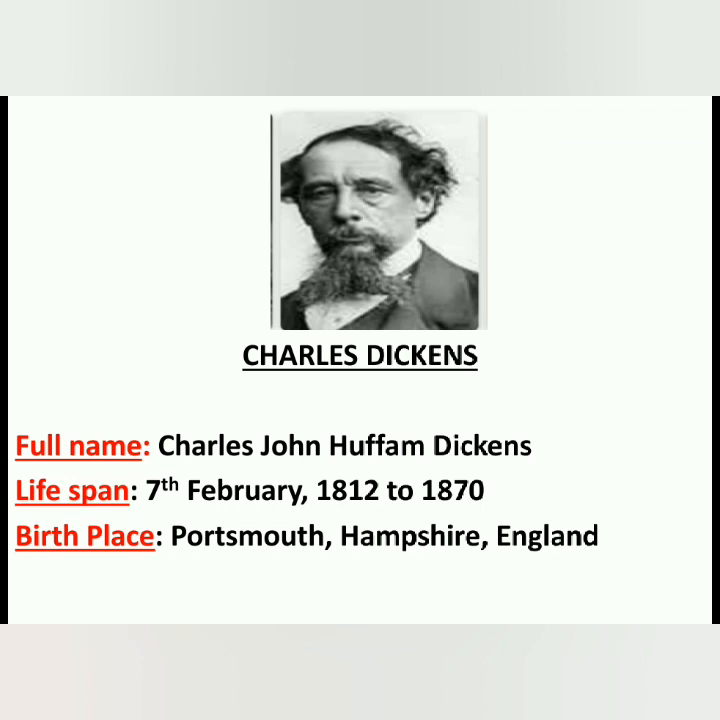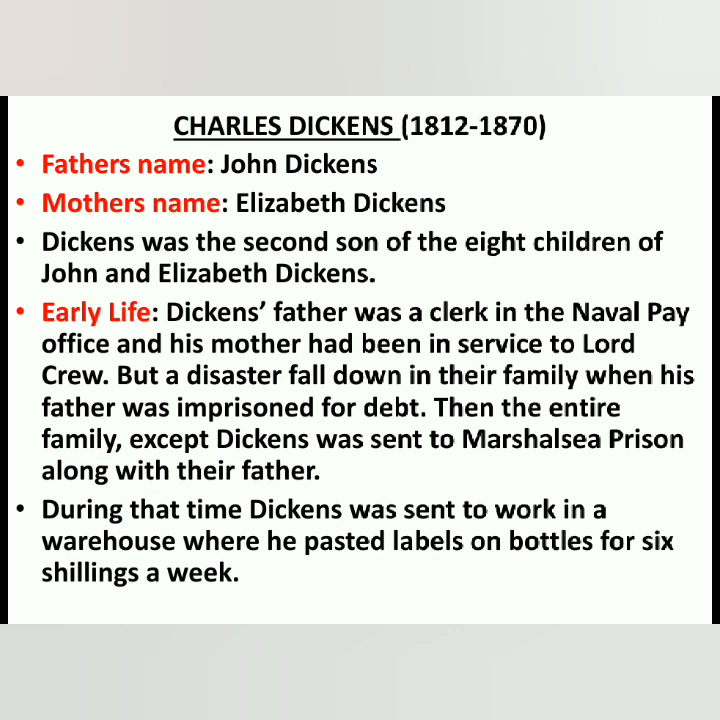Okay. So after this we have the lifespan of Charles Dickens. The birth date of Charles Dickens is 7th February 1812 and he died in the year 1870. And then we have the birthplace of Charles Dickens, and the birthplace is Portsmouth in Hampshire, England. Okay. So after this we have to know the parents' names of Charles Dickens. John Dickens is the father of Charles Dickens and Elizabeth Dickens is the mother. And one important thing is that Dickens was the second son of the 8 children of John and Elizabeth Dickens.